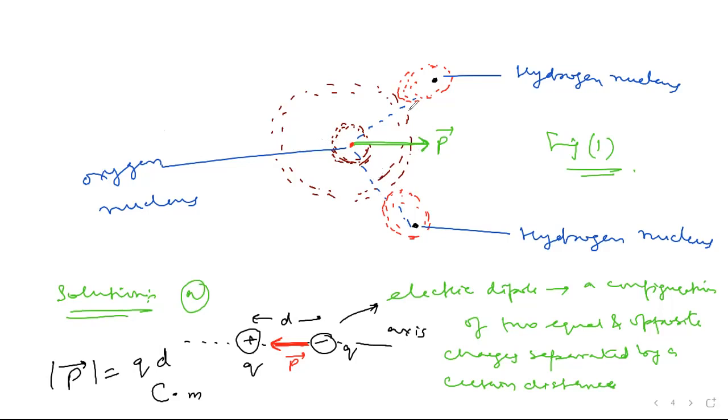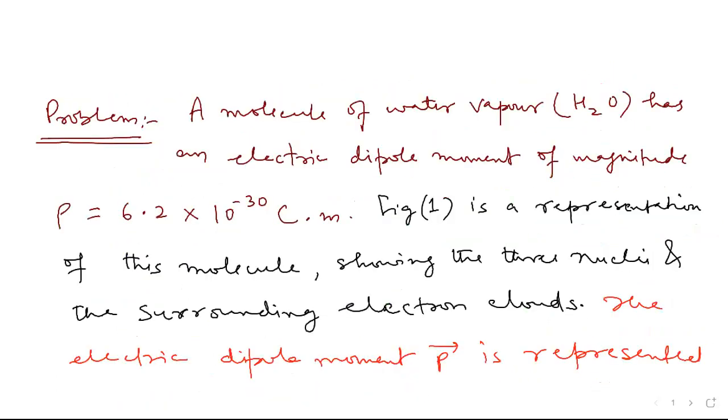As you can see, the electrons in the hydrogen atoms lie more towards the oxygen atom. So because of that, a dipole moment is created along this axis of symmetry of the molecule. And the magnitude of that electric dipole moment is 6.2 into 10 raised to minus 30 coulomb meter. Right? I hope you got it.